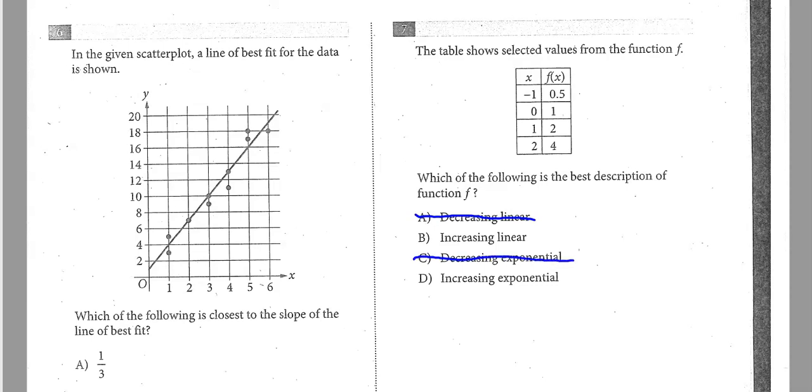But it's definitely not linear because here as x goes up by 1, y goes up by 1. But then here as x goes up by 1, y goes up by 2. So when you're going up by different amounts, that is not linear, so it's got to be D, exponential.